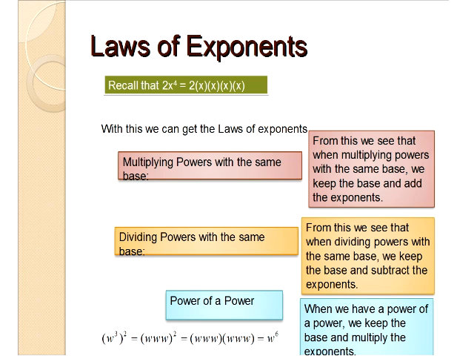And the last one here is when we have a power of a power. So if I have w cubed squared, that's w cubed times w cubed, which would mean that the 3 w's are multiplied together by themselves twice. And then that would be w to the 6. So when we have a power of a power, we keep the base, and we multiply the exponents.